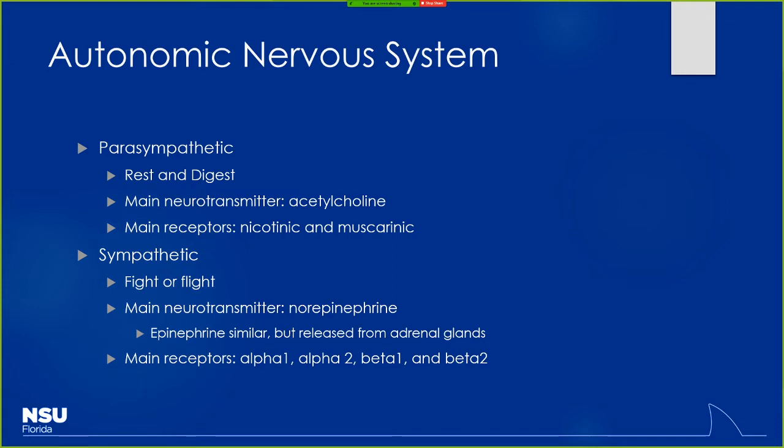And we'll see there's some direct innervation of the adrenal glands there as well. The main receptors here are alpha 1 and 2, and then beta 1 and 2. Those are the main ones. And again, you probably already know they have pretty distinctly different actions in terms of what they're doing.